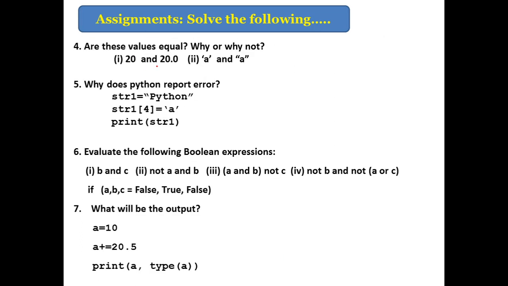And this is 20 and 20.0, which we have just discussed. Both are equal. And this is also both equal, both are strings, but addresses are different and the sizes are different, but as value both are equal. Now you can solve this type of thing easily.